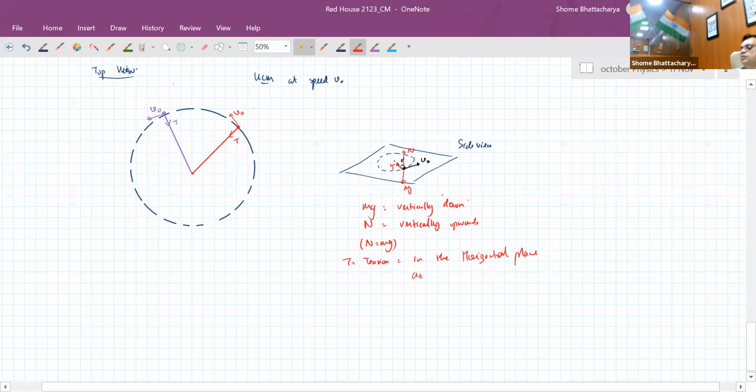And always pointing to the center. So tension is the centripetal force in this case.